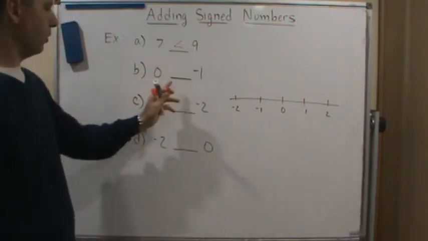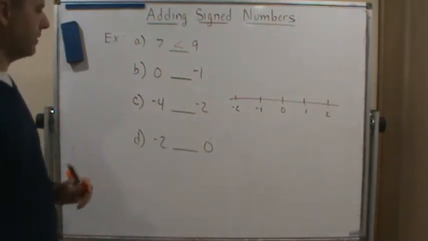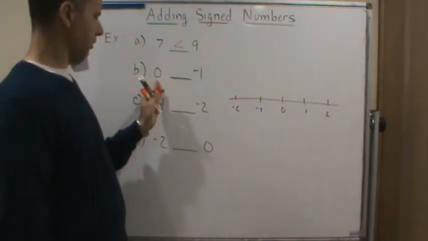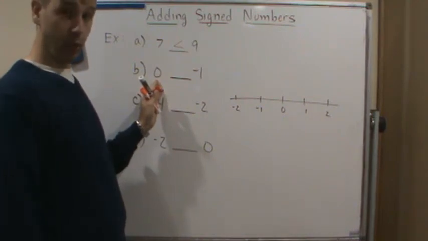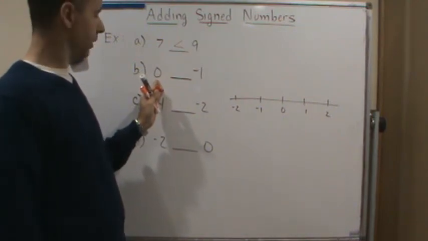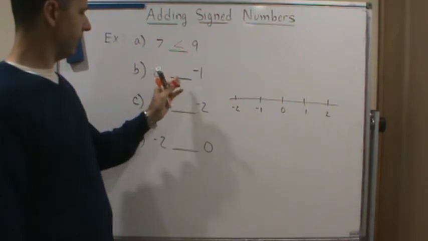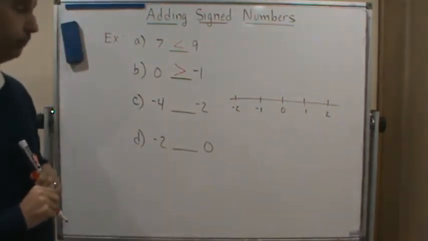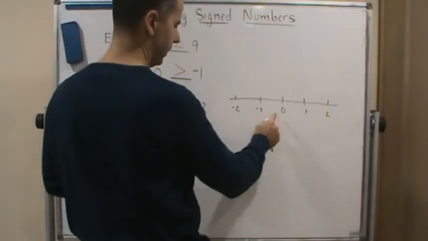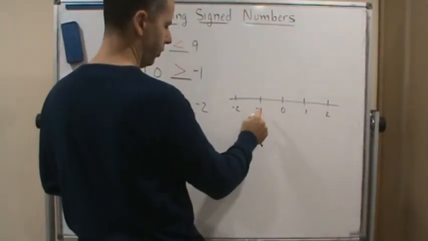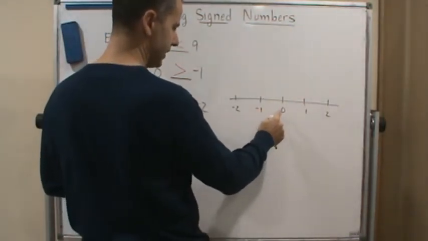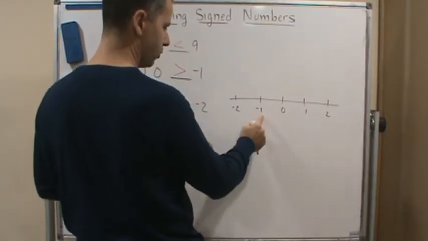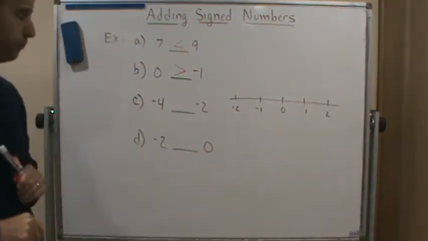Now what about 0 and negative 1? Well, in this case, 0 is to the right of negative 1, right? So 0 is greater than. So we would use greater than in this case, okay? Because here's 0, here's negative 1. So negative 1 is less than 0, which means 0 is greater than negative 1.